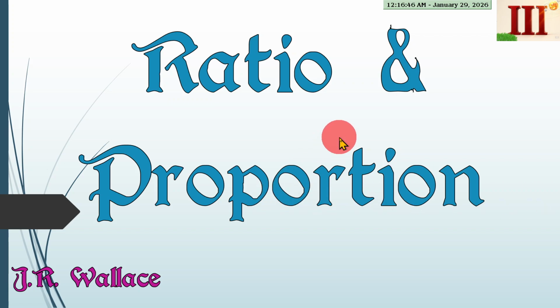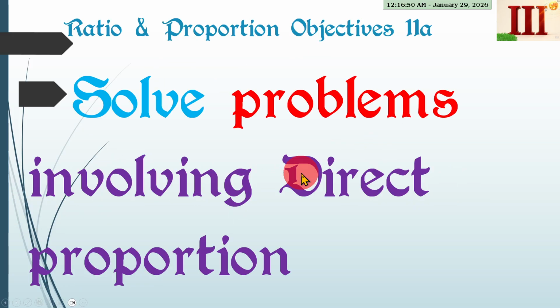So we're going to continue with our topic, ratio and proportion. And we're looking at objective 11A. Objective 11A says we have problems in direct proportion.